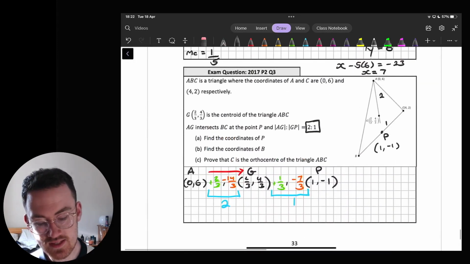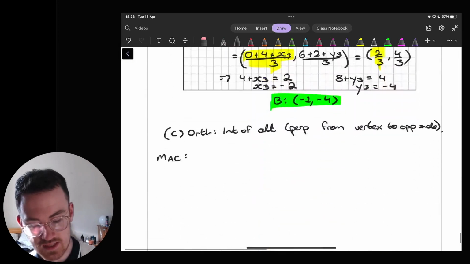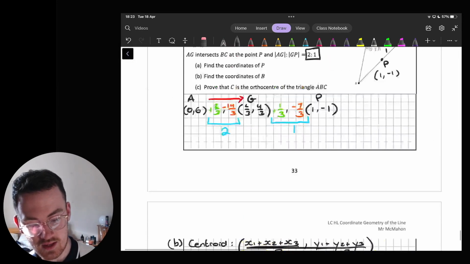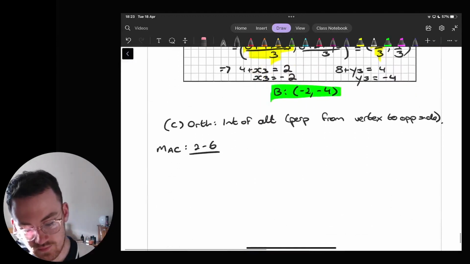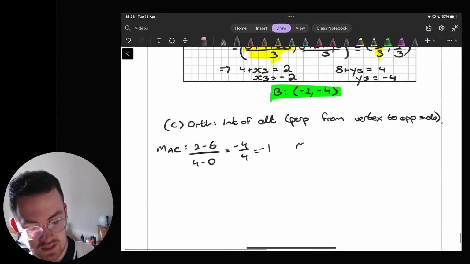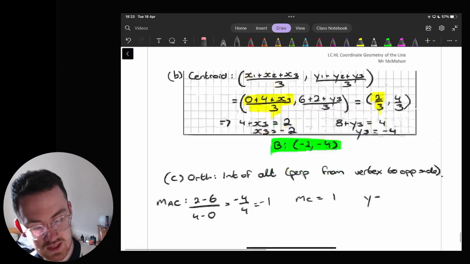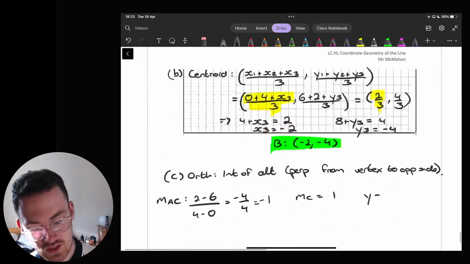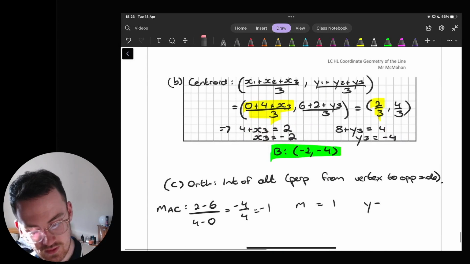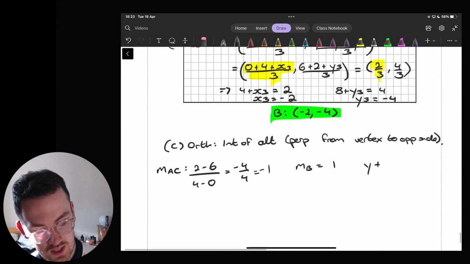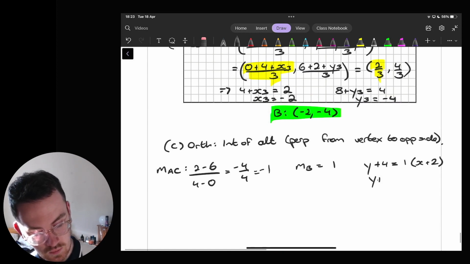So find the slope of AC. That's going to be (2 minus 6) over (4 minus 0). So that gives me minus 4 over 4, which is minus 1. So that means that the slope of the line through B will just be 1. And then finding that line, using the coordinates for B, y plus 4 is equal to 1 times (x plus 2). So y plus 4 equals x plus 2, and tidying that up, x minus y is equal to 2.